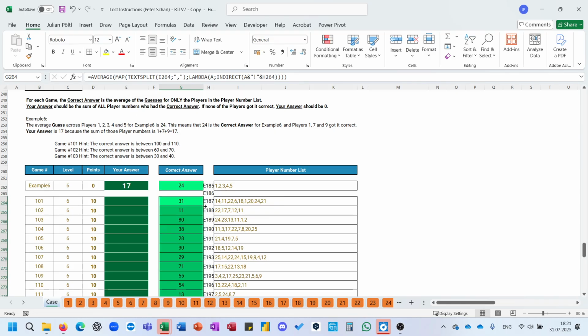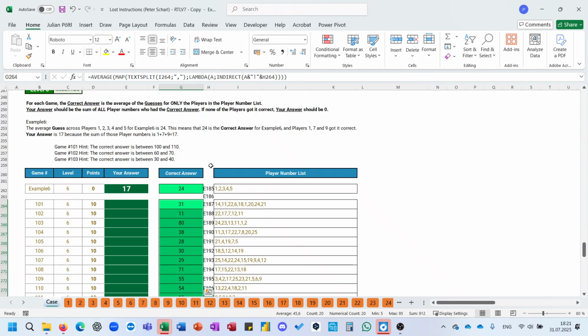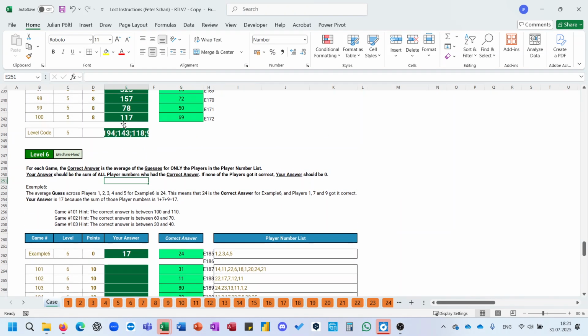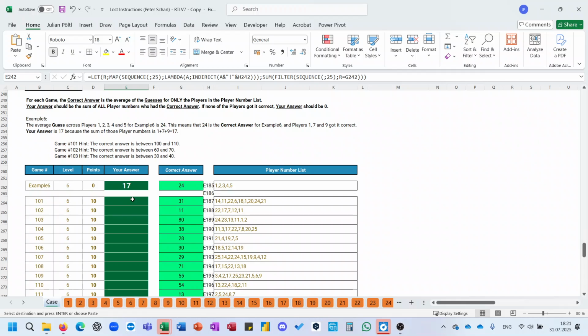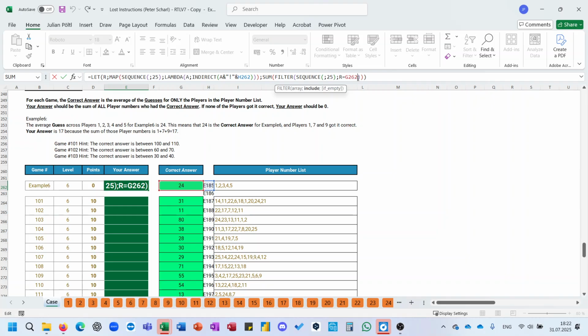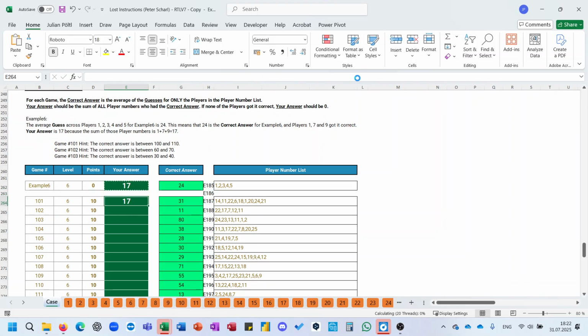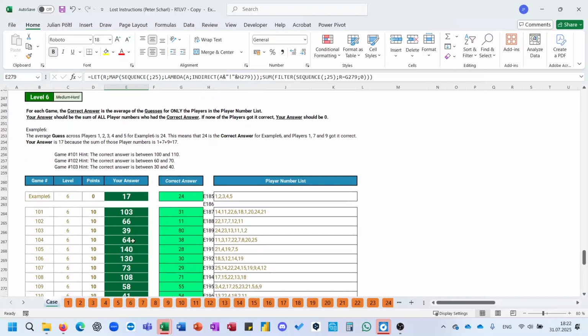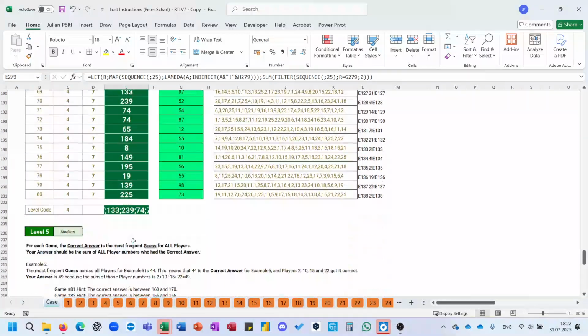24, 31, yes. And sum of all players. So still the formula here. If none has it correct, then 0. I don't know if this is important. Here it is, since there is 1-0 player here.